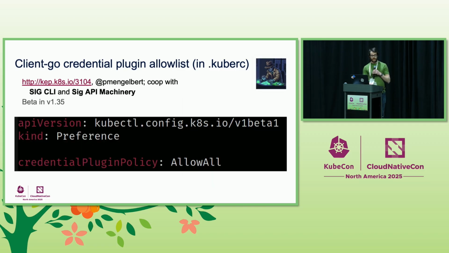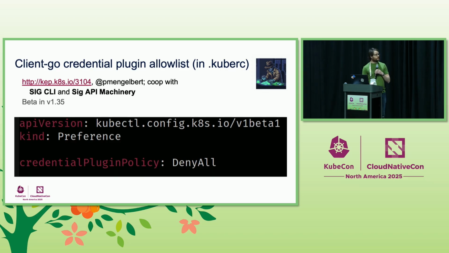So if you don't specify anything, or if you don't have a kubeRC file, or if you don't specify this field in your kubeRC file, the policy will be allow all. That's how we keep it backwards compatible. If you're curious about what binaries are being invoked on your system that you might not know about, once you get the 135 kubectl, put this in your kubeRC file, and you may end up getting an error message telling you, hey, the policy is deny all, but you tried to run this binary to get credentials. If it's something you didn't recognize, you should start asking some more questions.